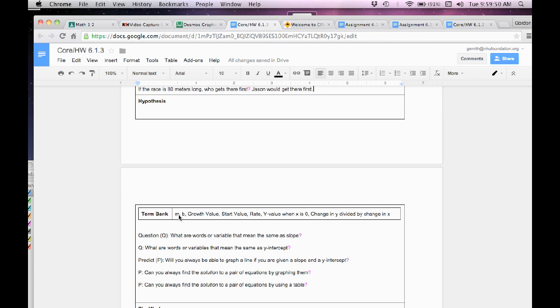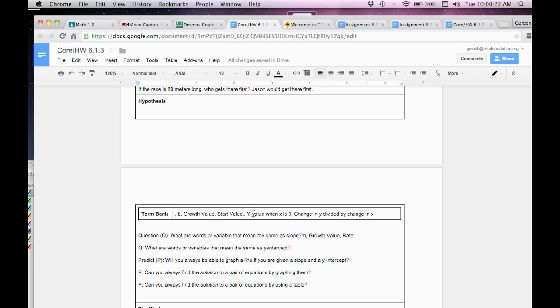So m would be one of them. So I will cut and paste that. What else? Growth value is slope, because slope is the change in y over the change in x. It's how something changes, so it's how it grows. It's rate. Rate is how something changes, so rate of change or just rate. So I'm going to go with that.